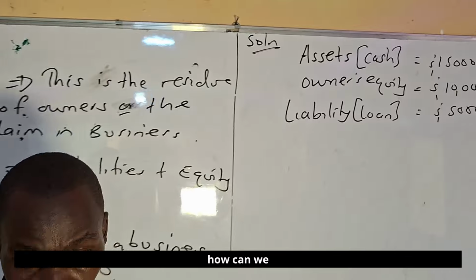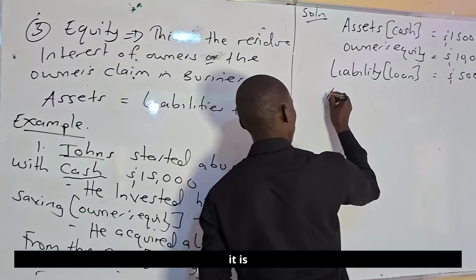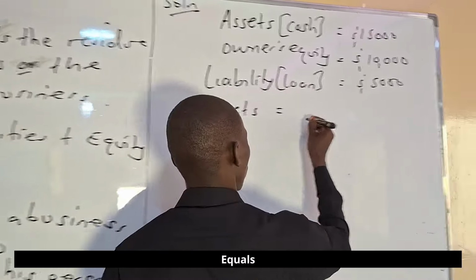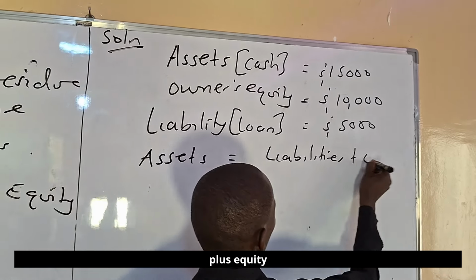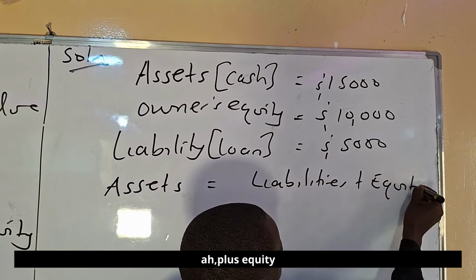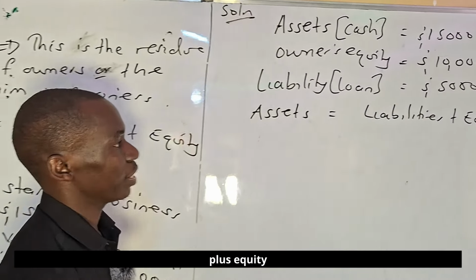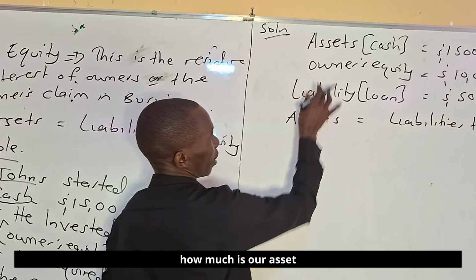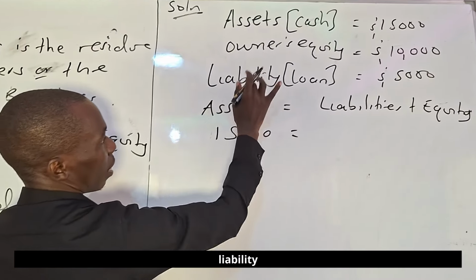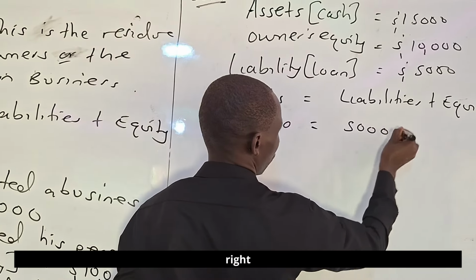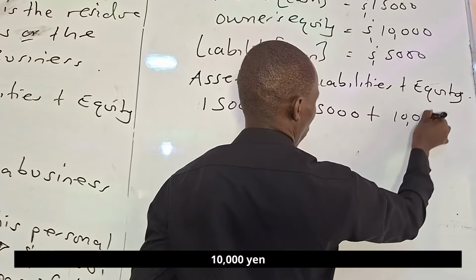Now, how can we use our accounting equation to do this? Yes, assets equal liabilities plus equity, or equity plus liabilities, no problem. Assets equal liabilities plus equity. How much is our asset? Cash, which is 15,000. How much is our liability? It is 5,000, right? Plus, how much is our equity, the owner's equity, which is 10,000.